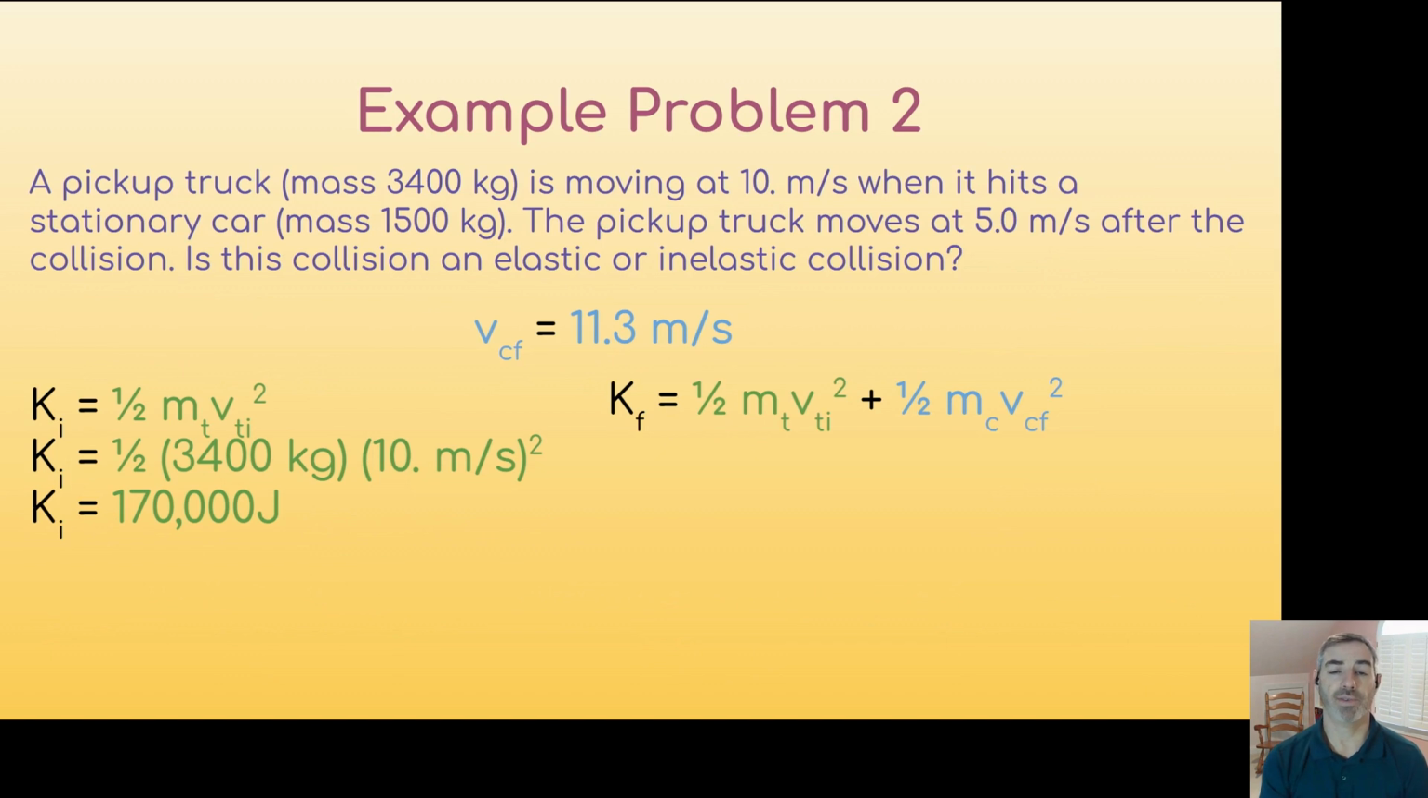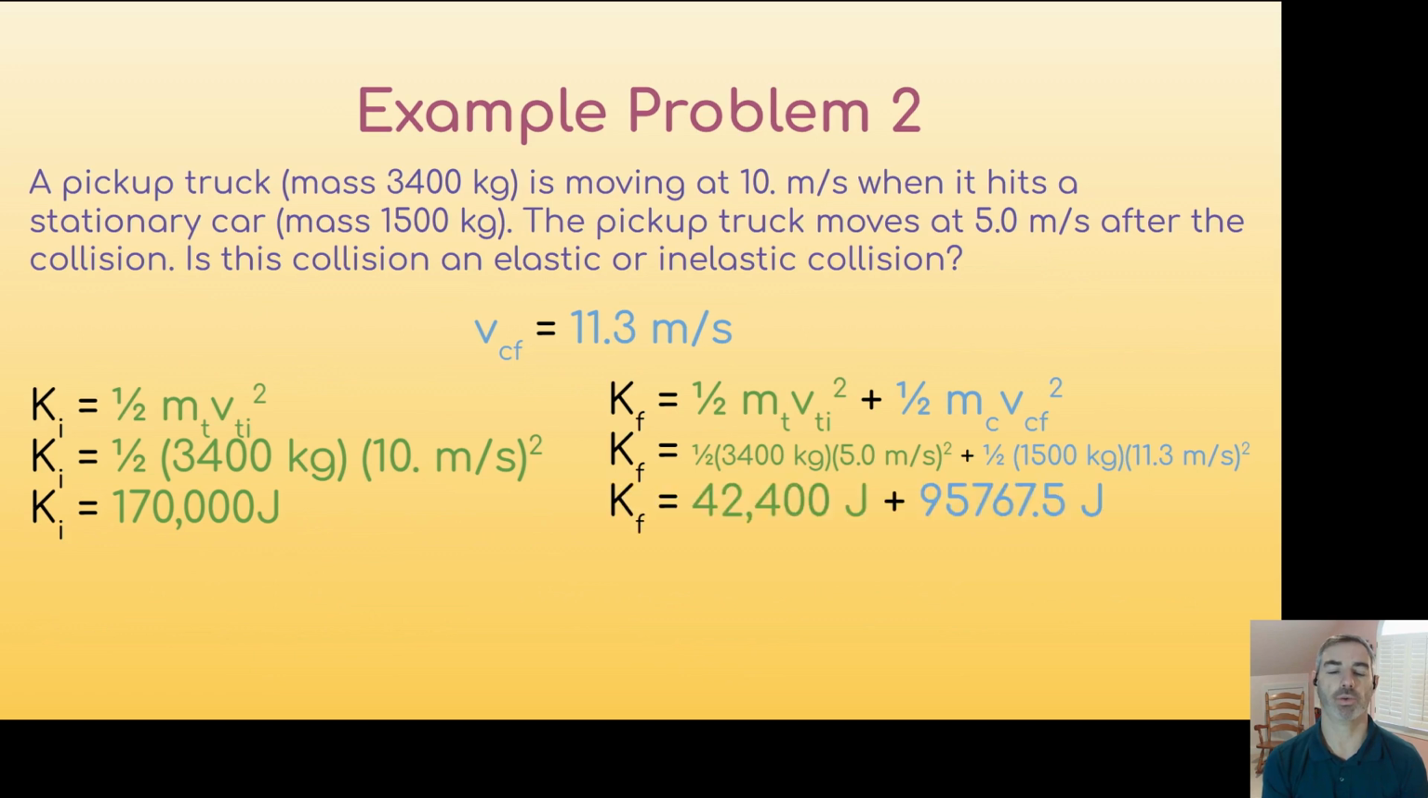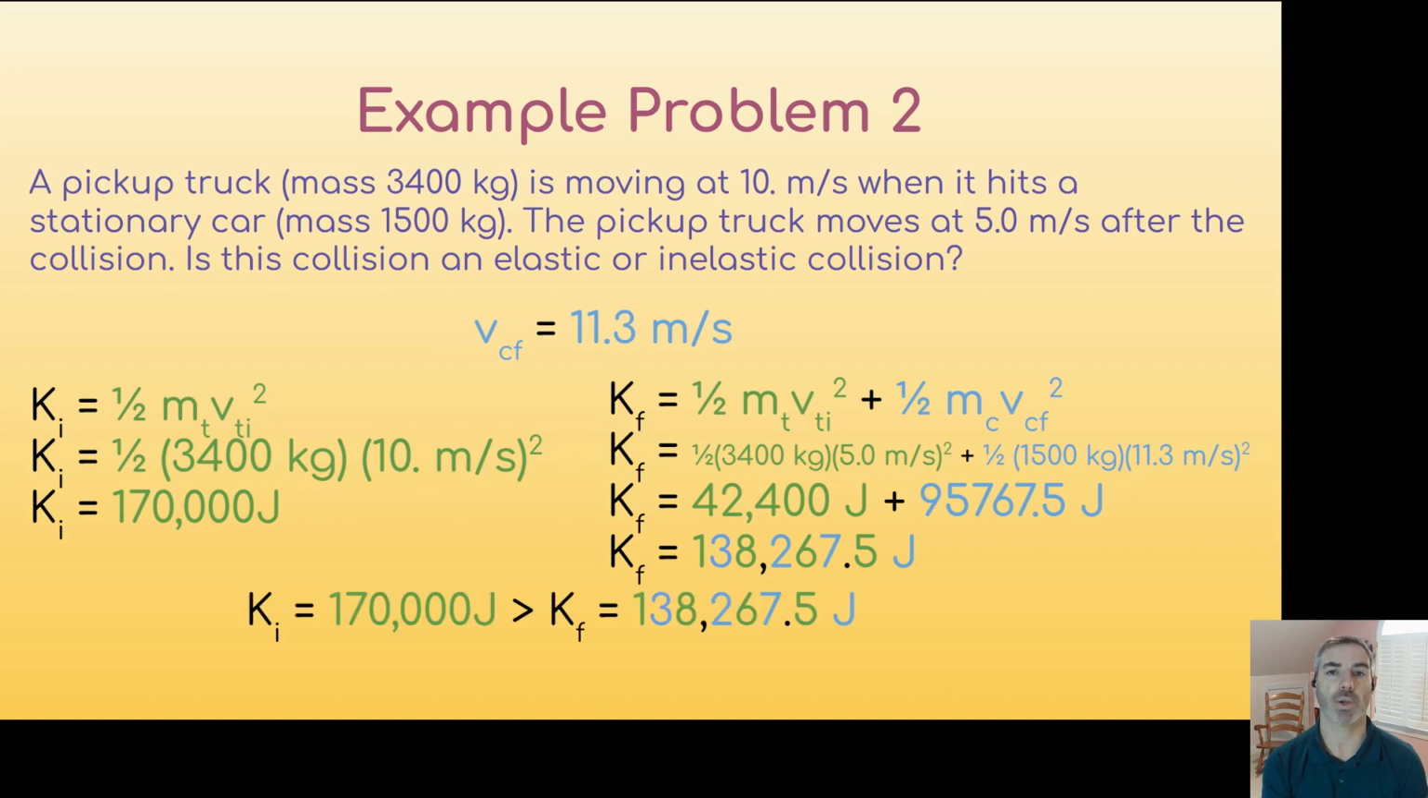So we can substitute the values in for each of the car and the truck, knowing that the car's velocity is 11.3 meters per second, and we get 42,400 joules for the truck and 95,767.5 joules for the car. And if we add those together, we get 138,267.5 joules. And now we're going to compare the initial and final, and we can see that the initial situation has more than the final situation.